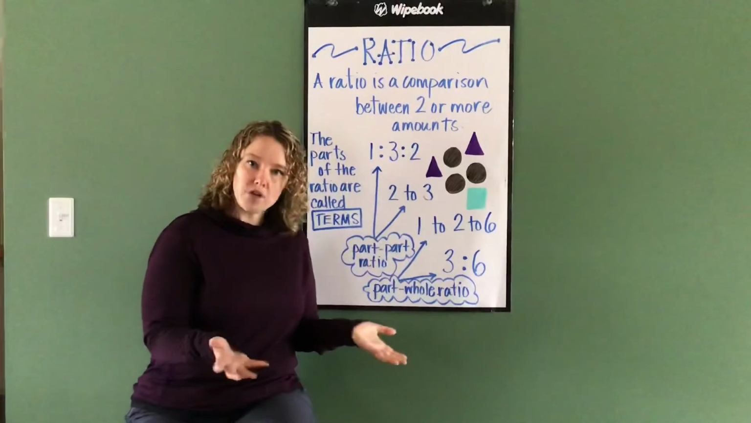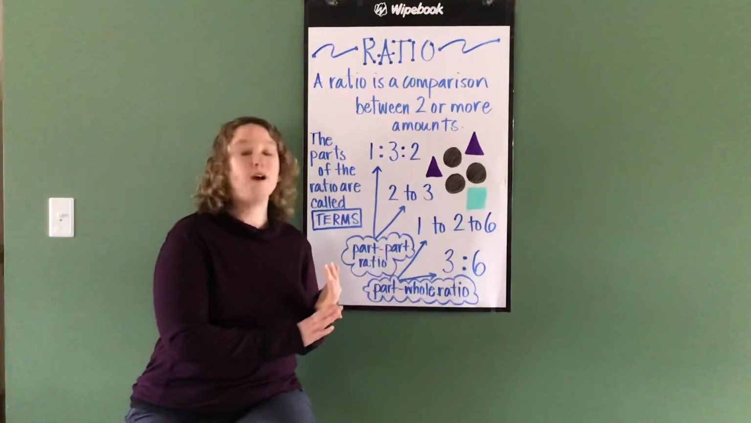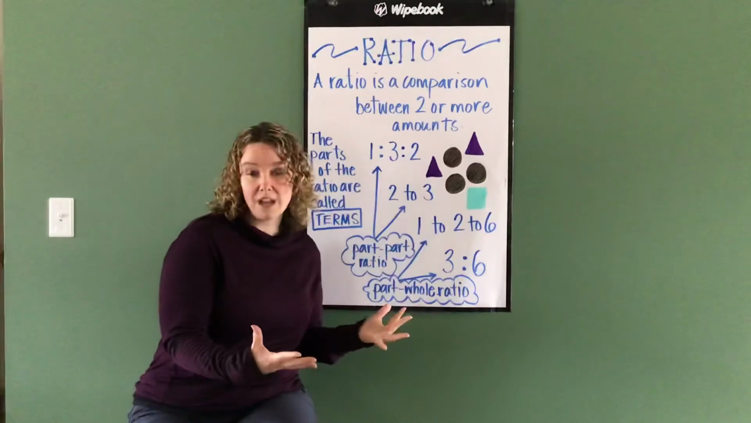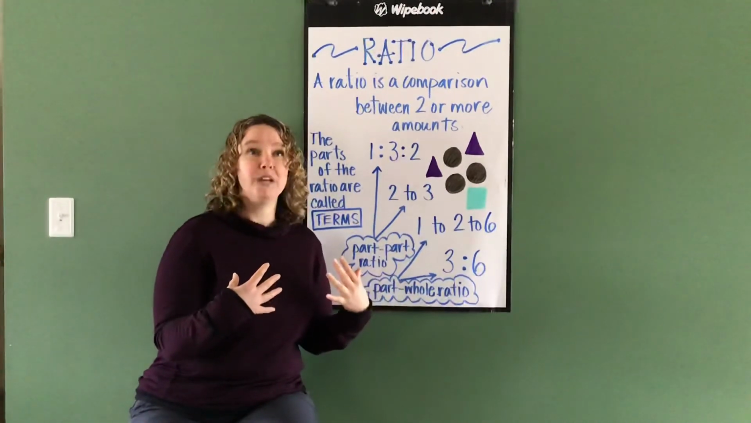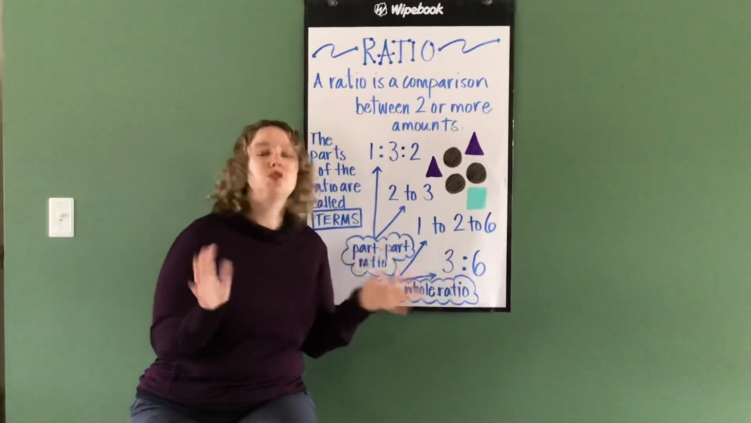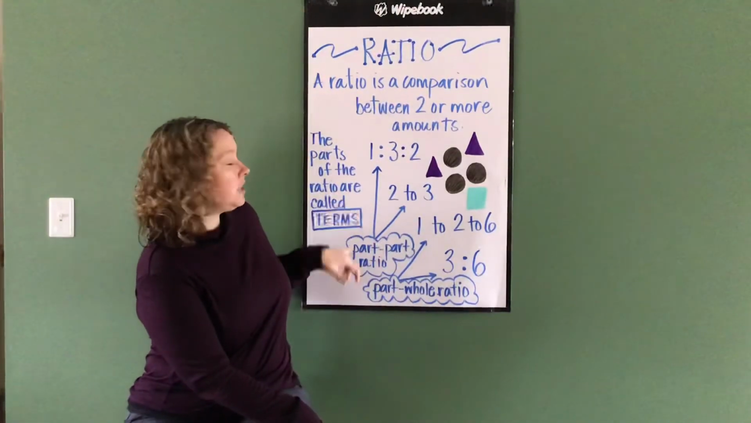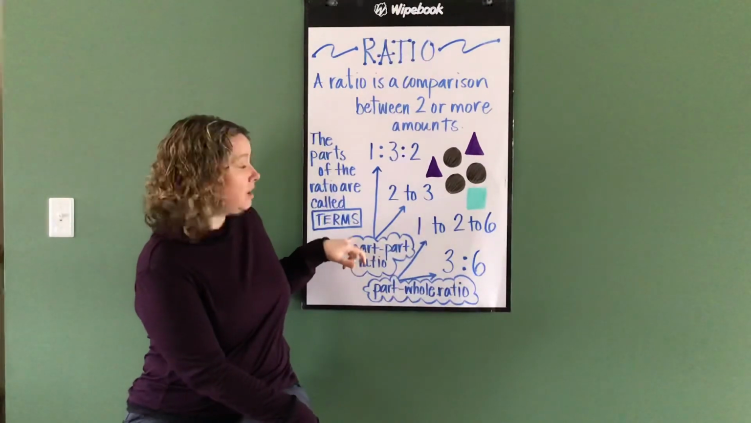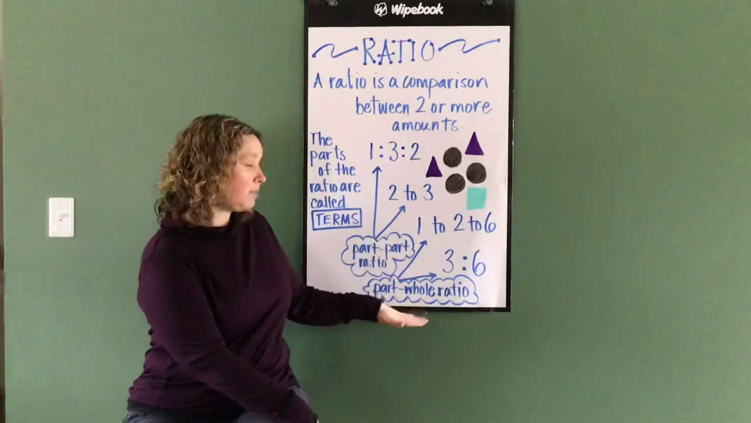So this is your introduction to ratio. Again, remember, ratio is a comparison between 2 or more amounts of a group of things. Lots of things, apples to oranges, there are so many different types of ratios. And then the different parts of the ratio are called the terms. And then we went over the different types of ratios. We have a part-part and a part-whole ratio.